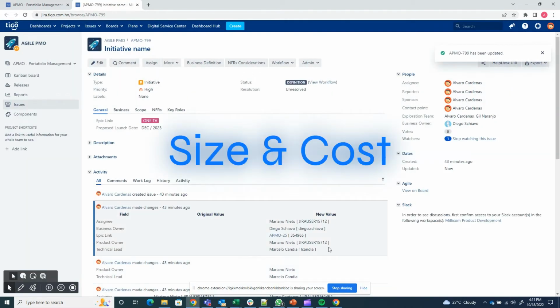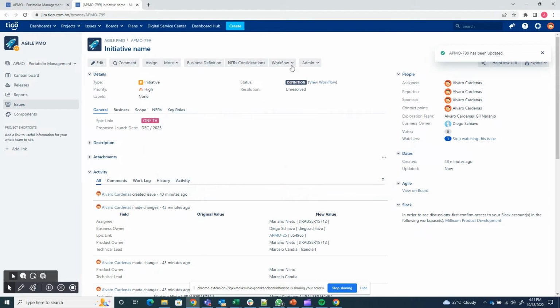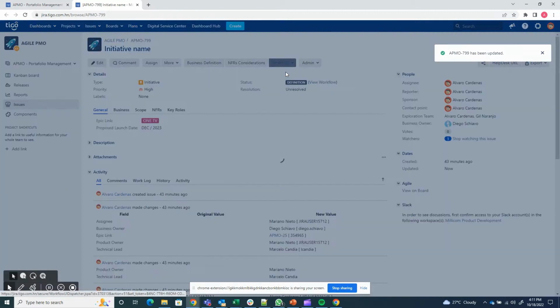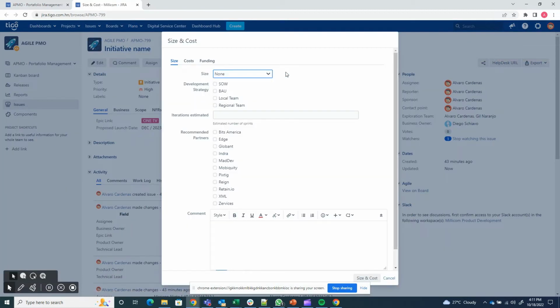Size and cost is the section to provide inputs about funding the initiative and have a better idea of investment cost and effort requested. To define the size of the initiative, a high-level estimation must be made using T-shirt sizes in terms of development effort. The development strategy is how it will be built if the initiative is approved. It could also be a combination of different strategies.